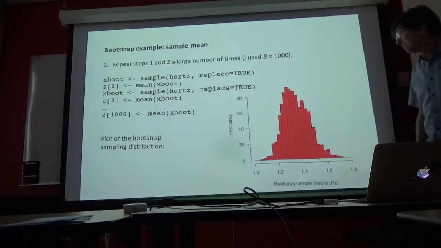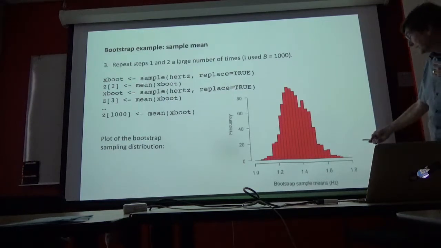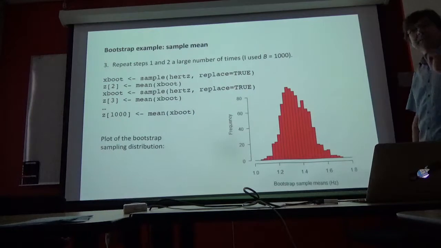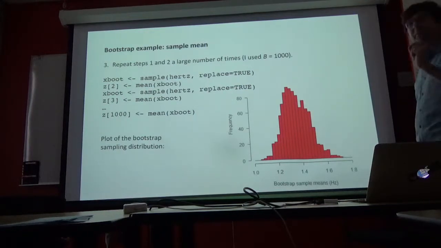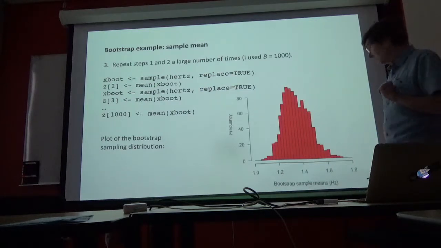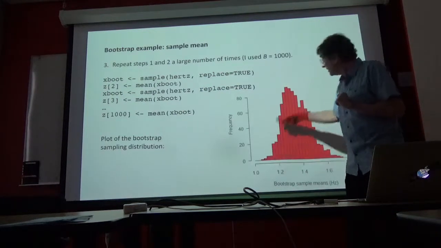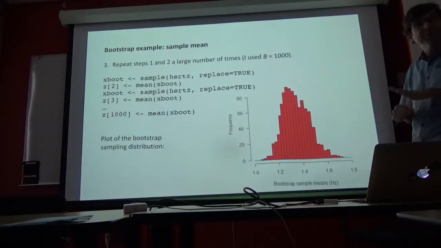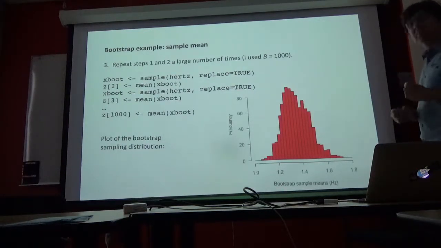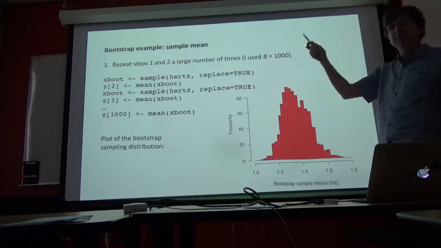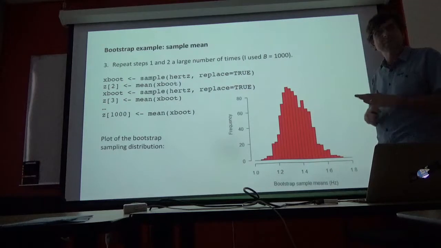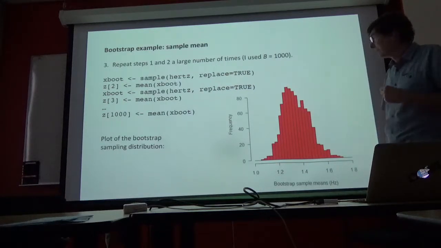There's the plot of the bootstrap sampling distribution. This is the distribution of values for x bar that I obtained by randomly and repeatedly sampling with replacement from the original data of only 8 points. My claim is that this is not too bad an estimate of the true sampling distribution of x bar. The sampling distribution I would get if I went to the snake population and repeatedly measured 8 snakes randomly sampled over and over and over again from the snake population.